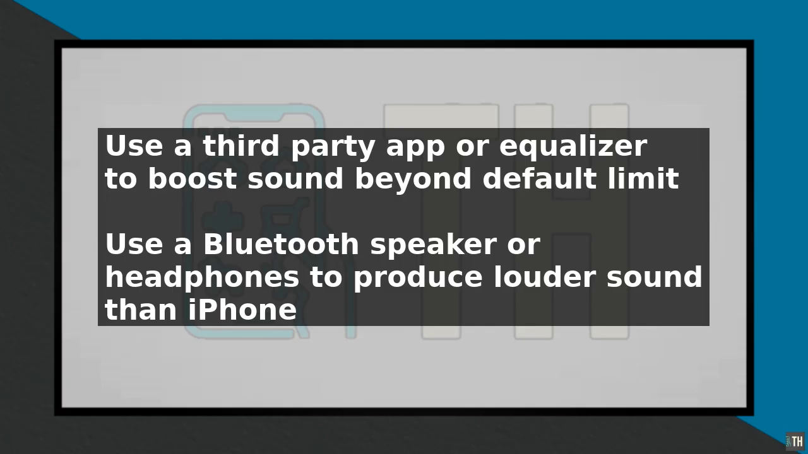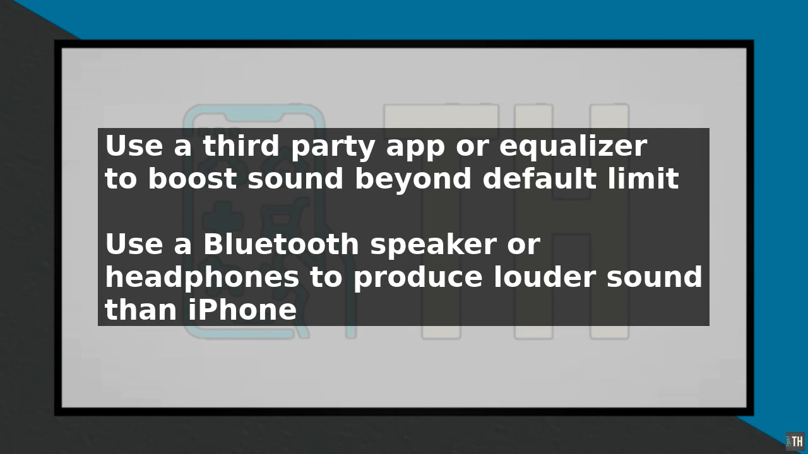It is also important to note that increasing the max volume on your iPhone can potentially damage your hearing, so be sure to keep the volume at a reasonable level. It is recommended to keep the volume below 60% to avoid any potential damage to your hearing.